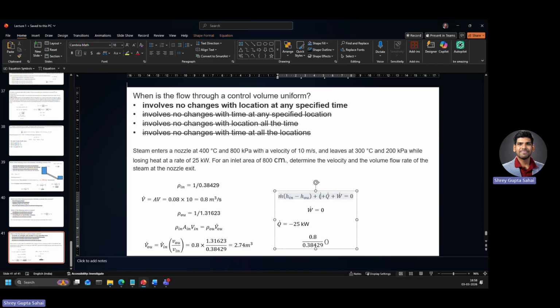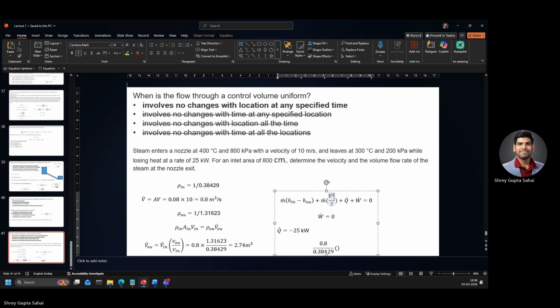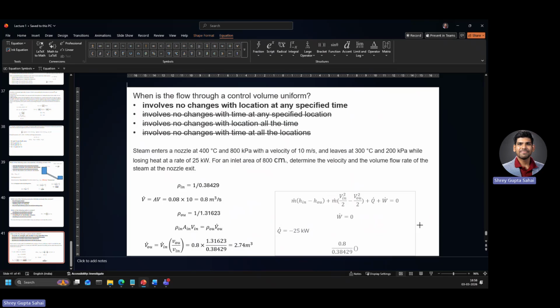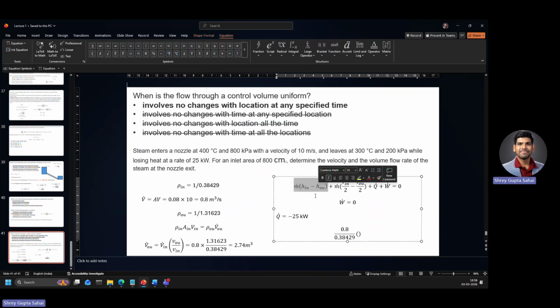So there's a kinetic energy component that I forgot, isn't it? This should be m dot, and the kinetic energy, m dot v square by 2, and this should be v in and then v out. This is how we would use this conservation of energy to find this thing. Okay, so now H in and H out can be calculated directly from the tables.